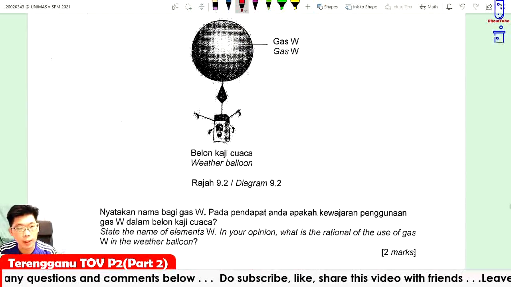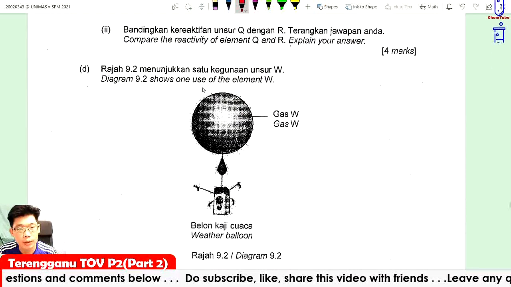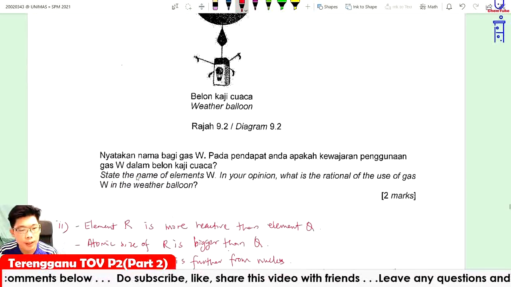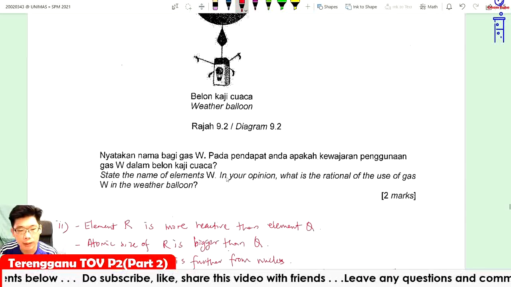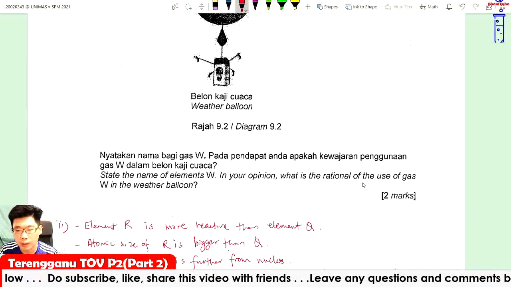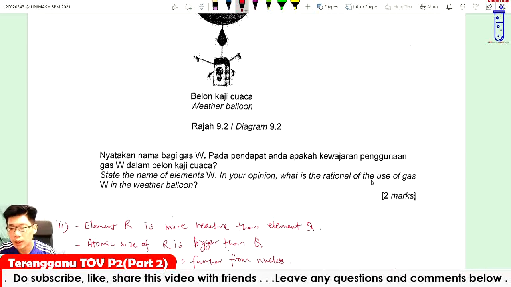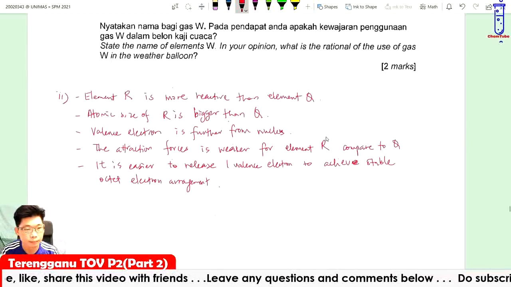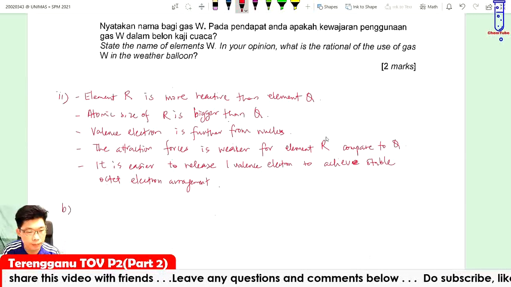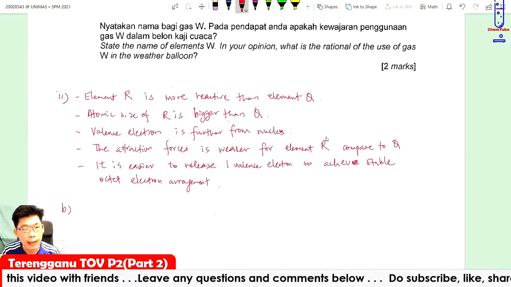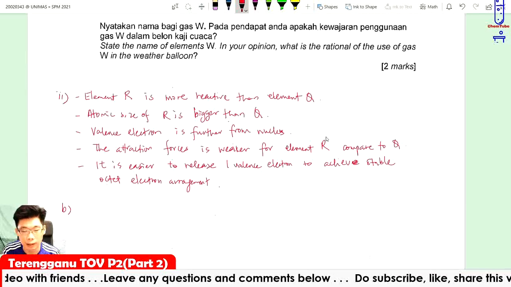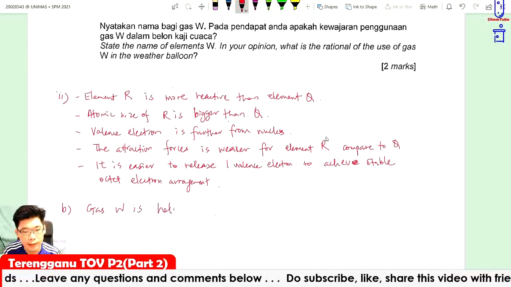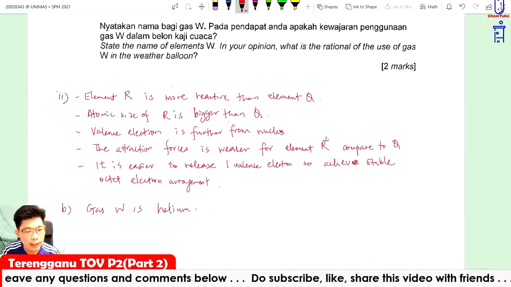Okay, next question. Diagram 2 shows the one use of the element W in the weather balloon. Okay, state the name of the element W. So in your opinion, what is the rationale of use the gas W in weather balloon? So 2 marks. Okay, so the elements W, okay, so this the gas W is helium gas. Okay, why helium gas is used?